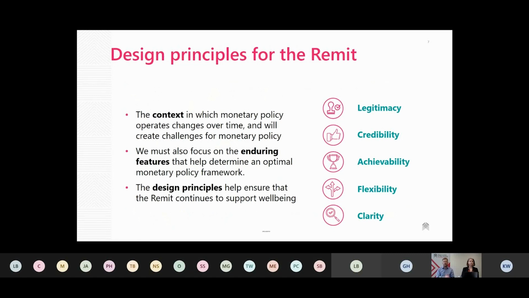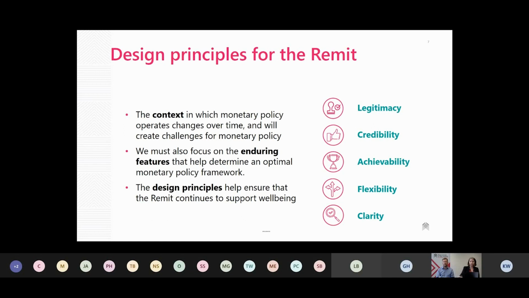So as we go through this, we have a number of principles that we're considering for what a good monetary policy remit looks like. Down the right-hand side of the slide, we've listed 5 principles that we think are enduring things that a monetary policy remit should meet. So one is that it's legitimate, which basically means that it's consistent with the Reserve Bank Act, and also that it's consistent with the will of the public, and it has democratic legitimacy.